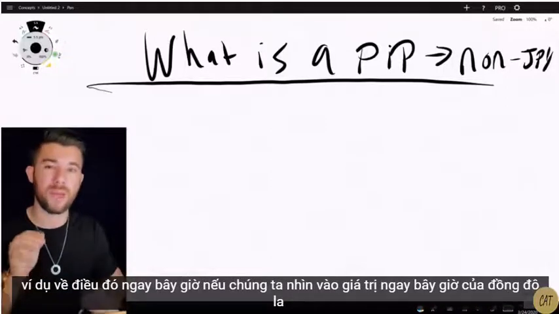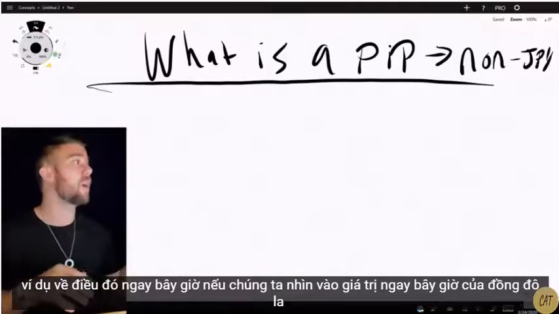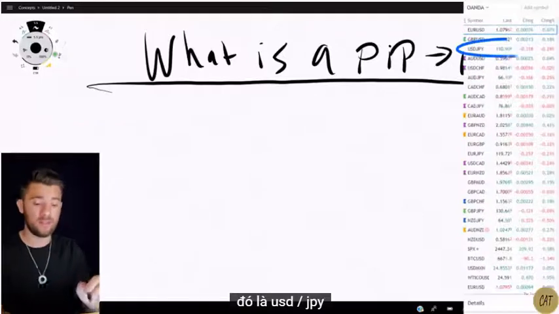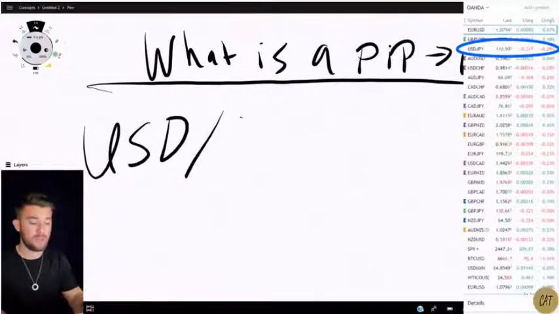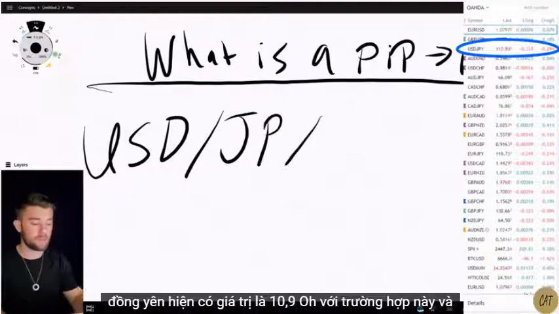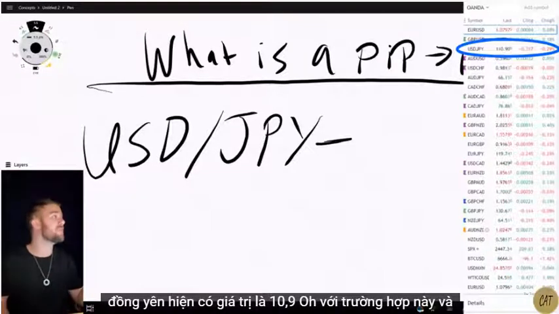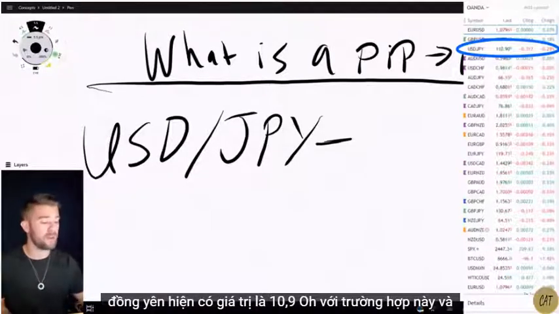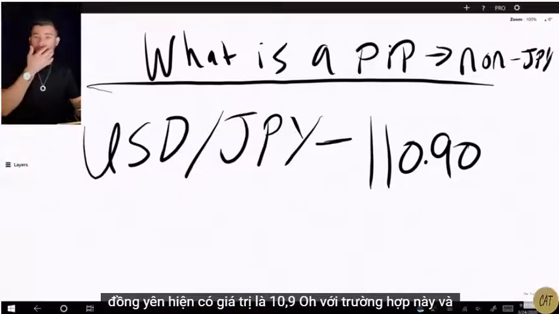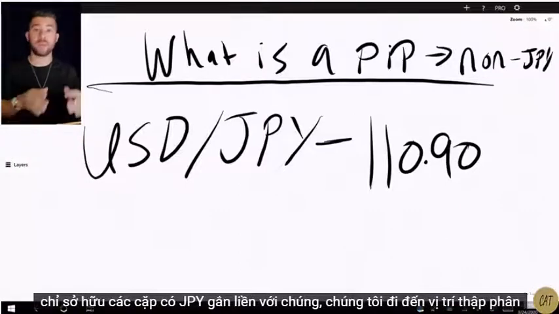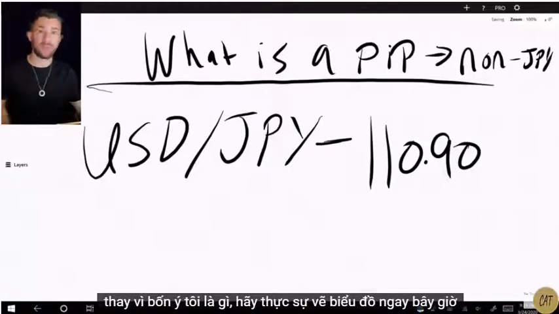If we look at the value right now of the dollar yen, which is USD JPY, the dollar yen currently has a value of 110.90. With this being the case, and only pairs with JPY attached to them, we go 2 decimal places instead of 4. What do I mean by that?